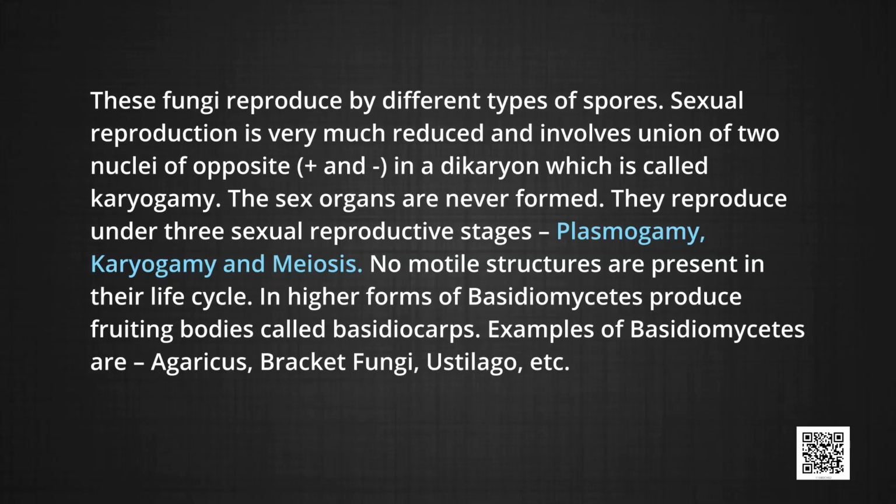They reproduce under 3 sexual reproductive stages: plasmogamy, karyogamy and meiosis. No motile structures are present in their life cycle. Higher forms of Basidiomycetes produce fruiting bodies called basidiocarps. Examples of Basidiomycetes are Agaricus, bracket fungi, Ustilago, etc.